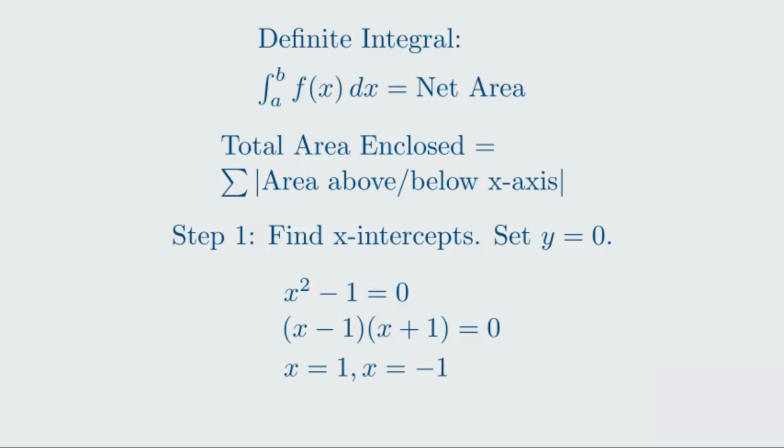Now, let's visualize this. Drawing the graph of y equals x squared minus 1 is incredibly helpful. This is a simple parabola that opens upwards with its vertex at (0, -1), and x-intercepts at -1 and 1, as we just calculated. The problem asks for the area between the lines x equals -2 and x equals 2. Let's draw these vertical boundaries on our graph. Now you can see why we need to be careful.